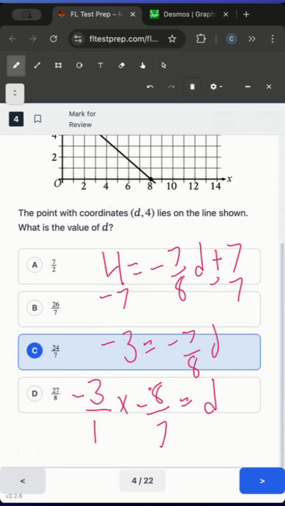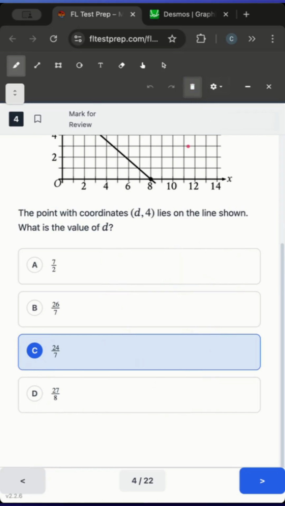We know negative 3 times negative 8 is going to be positive 24. We know 1 times 7 is going to be 7. So 24/7 is going to be our answer. So C is the correct answer for this question. But do you know this advanced Desmos trick?